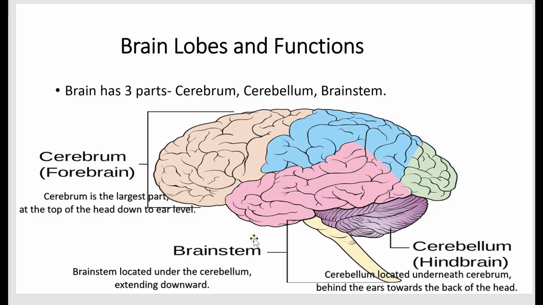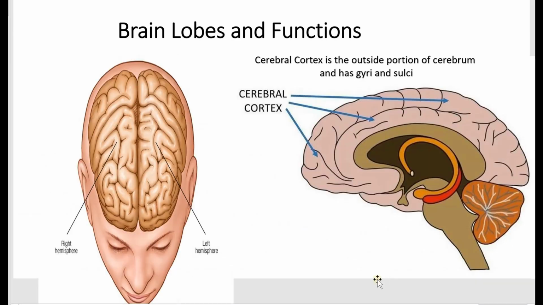The brain is divided into three regions: cerebrum, cerebellum, and brainstem. Cerebrum is the largest part of the brain and it is located at the top of the head down to the ear level. Cerebellum is located underneath the cerebrum. It is smaller than cerebrum and it is located behind the ears towards the back of the head. Brainstem is located underneath the cerebellum. It is the smallest and it extends down towards the spinal cord.